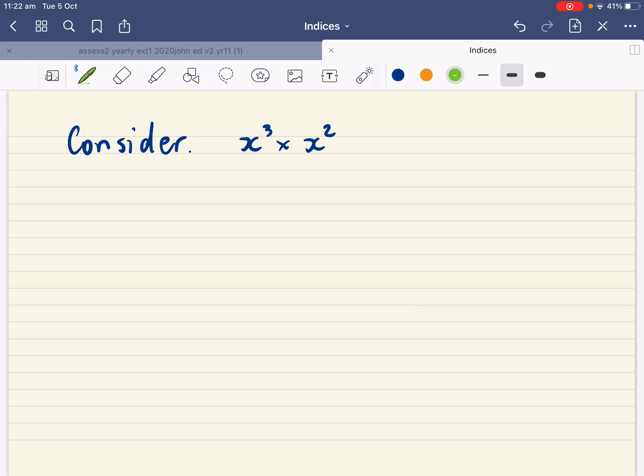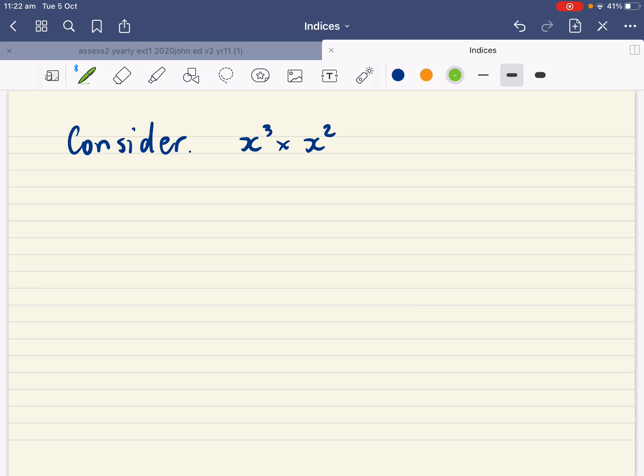All right, so we have x cubed times x squared. Now, what we're going to be doing is simplifying it. What is this thing going to be equal to? Lots of people would probably guess that it's going to be x to the 6 or something because we're multiplying. Well, since you don't know index law number 1 yet, let's just work this out the way that we've learnt. What have we learnt so far in this topic?